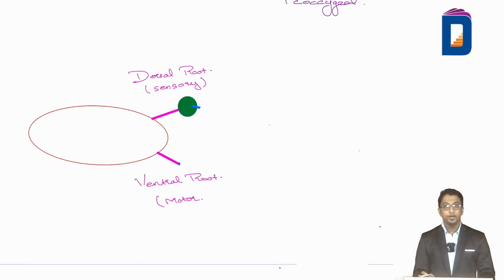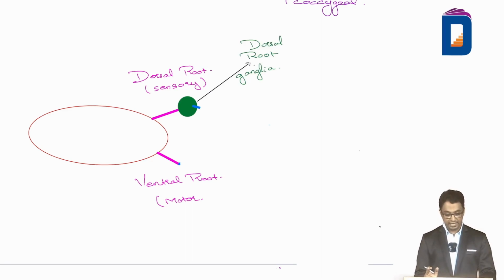Then going further, you've got a ganglia on the dorsal root, remember. You'll understand further. There is a ventral root, there is also a ganglia, which we'll understand later. As of now, just understand there is a dorsal root ganglia, which is again sensory. It contains the cell bodies of sensory neurons. You know that ganglia means a collection of cell bodies, and this is what the dorsal root ganglia is.